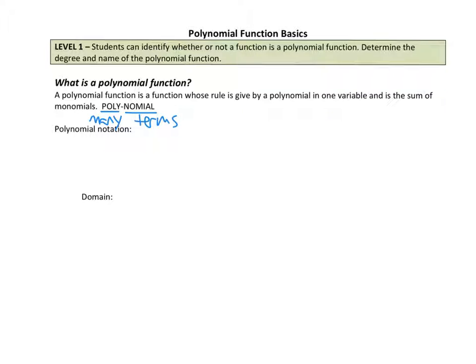So something like y equals 2x plus 5 has two terms. Or we could have a polynomial with more terms than that, like f of x equals 3x to the 5th plus 2x to the 3rd minus 7x plus 1. This one has four terms. So polynomials have as few as one term, and they can have many terms.